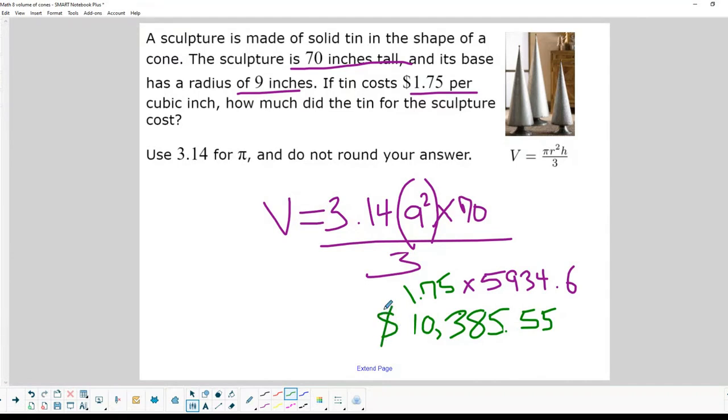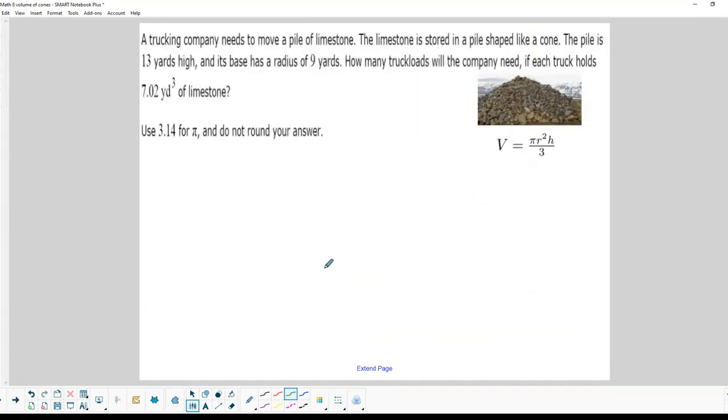That's an expensive sculpture, isn't it? That better be used for something pretty cool, because that is a lot of money. All right. So as you can see, these volumes are easy to find, and then once you get a volume, then you can actually find cost. You can find how long it'll take to fill or drain something like that. So it's a lot of fun.